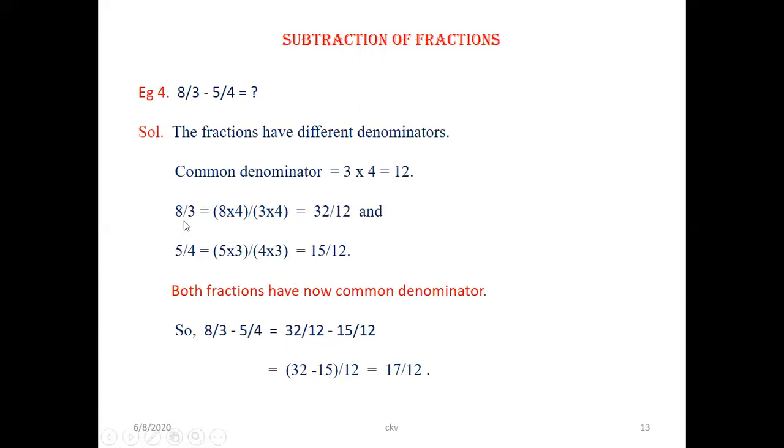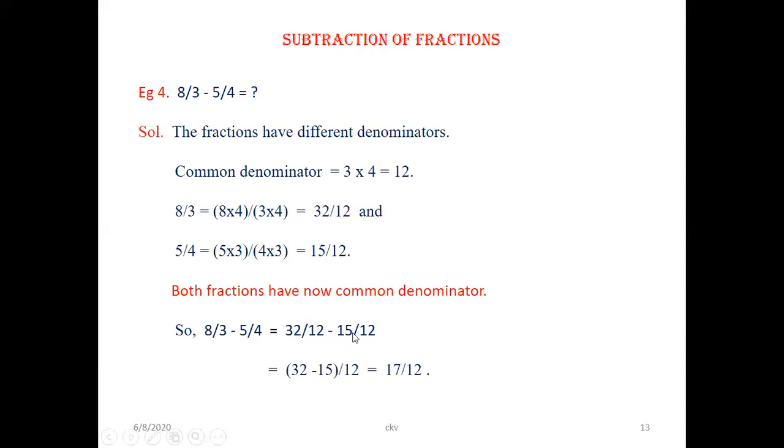So now in place of 8 by 3, we write 32 by 12 minus, and in place of 5 by 4, we write 15 by 12. As they had different denominators, you were unable to take the difference of those two. So what we did for that, we wrote the corresponding equivalent fractions where both the fractions have the same denominator. And as I said earlier, like in the case of addition, when both the fractions have the same denominator, by adding the numerators, you will get the sum of the fractions.